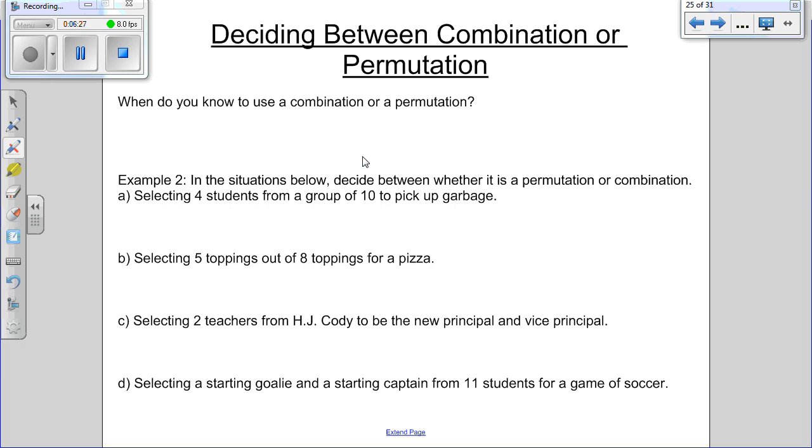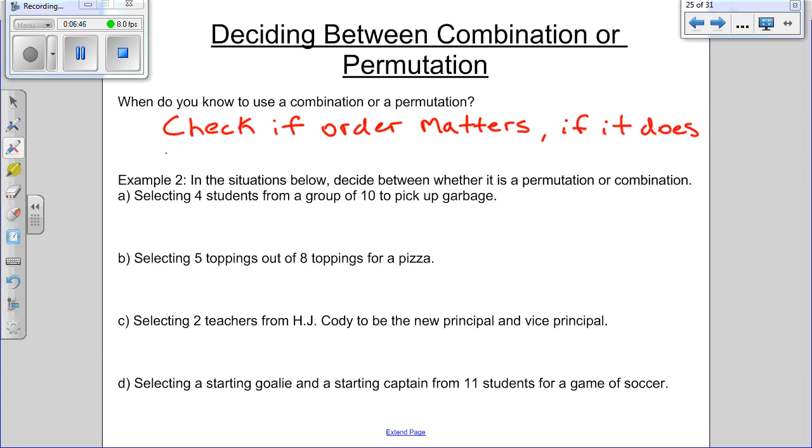So when you know how to use it, check if order matters. If it does, it's a perm. If not, it's a comp. Really easy to get those two things mixed up.